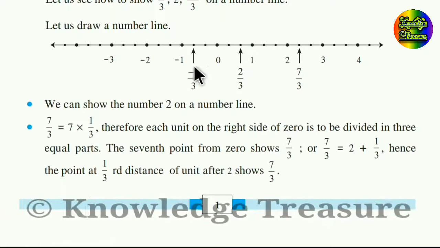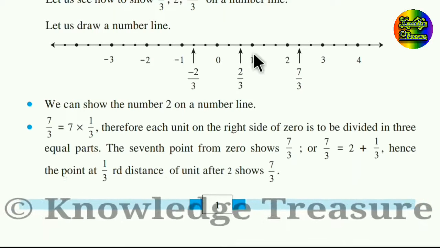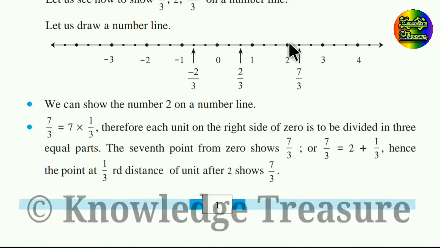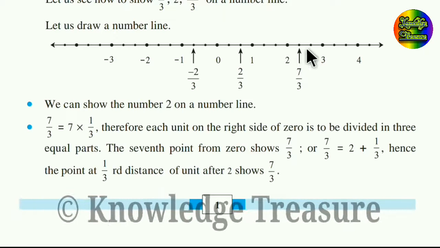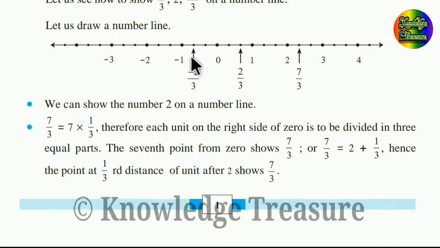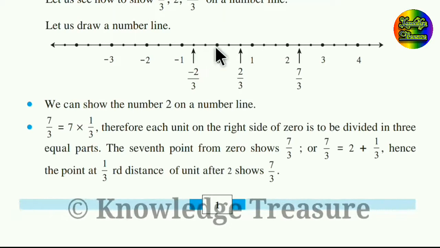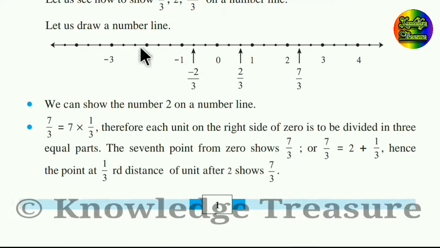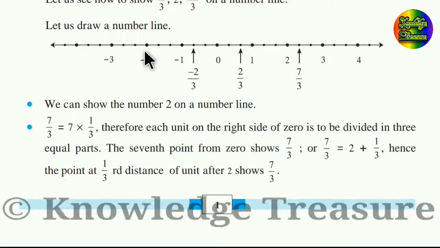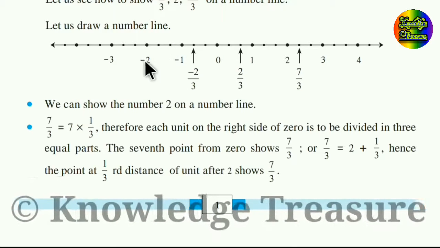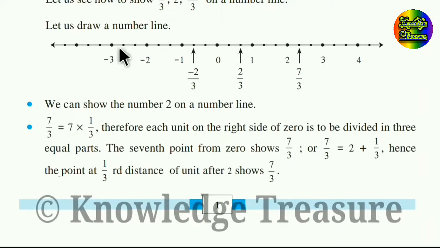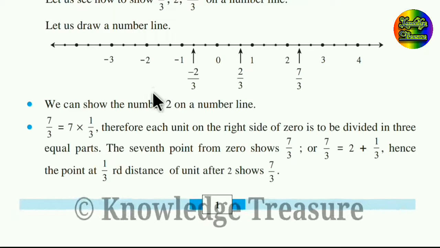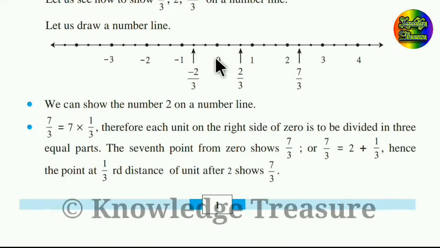Similarly, we divide the unit from 1 to 2 also into 3 equal parts. From 2 to 3, 3 equal parts. 3 to 4, 3 equal parts. Similarly, on the left hand side from 0 to -1, 3 equal parts. -1 to -2, 3 equal parts. -2 to -3, 3 equal parts, and so on. Now let us begin how to show these numbers.